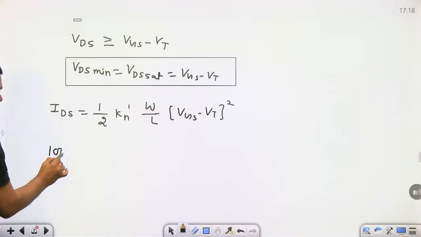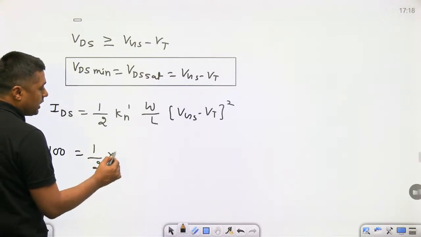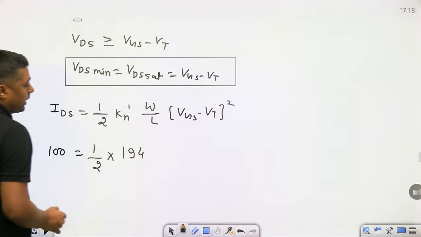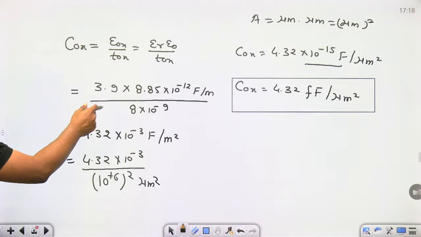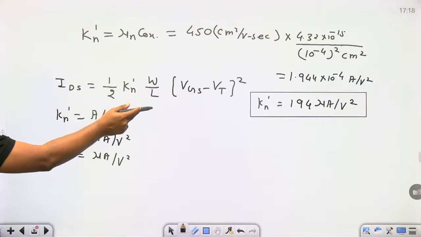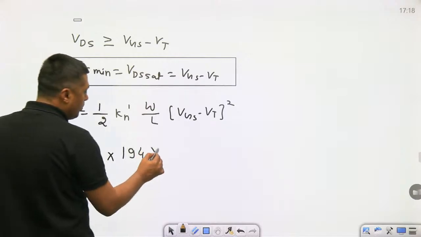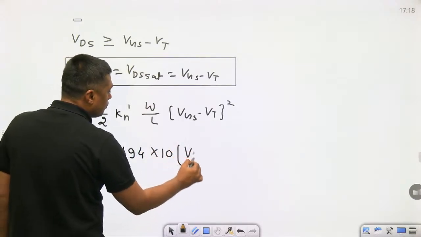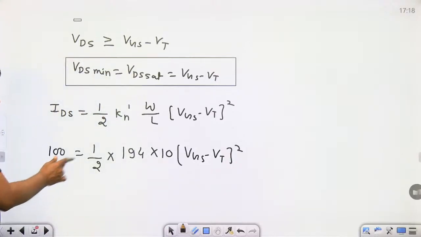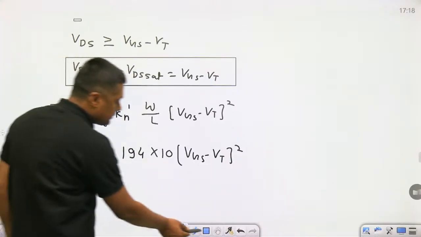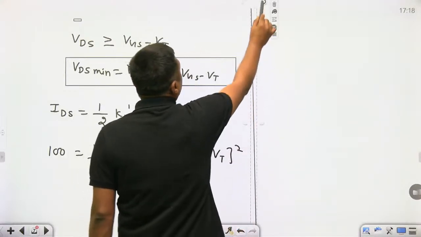What is the current given? 100 microampere. What is the K_n'? Already we have calculated 194 microampere per volt square. Then W by L is 10, VGS minus VT the whole square. Now you can multiply and you can find the root of this. Take care of units again.